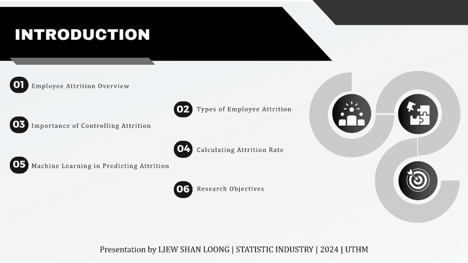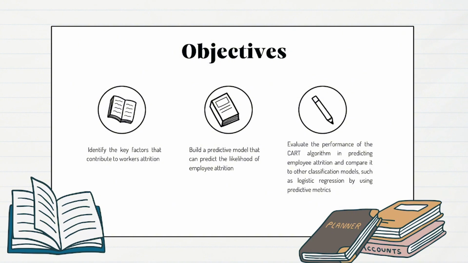Our research leverages AI, EDA, and also CRT to predict attrition and identify the key factors, offering insight for proactive management and sustainable growth. So this is our research objective: first, identify the key factors that contribute to worker attrition; second, build a predictive model that can predict the likelihood of employee attrition; and last, evaluate the performance of CRT with LR by predictive metrics.